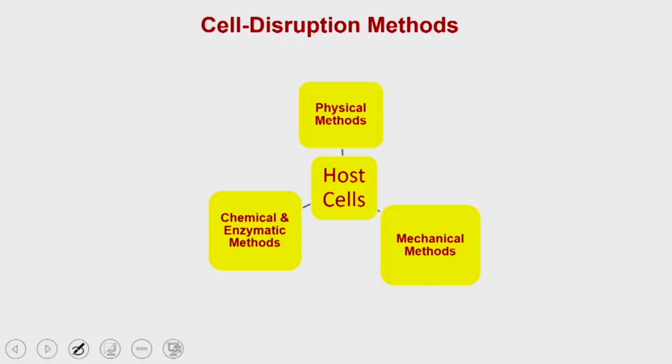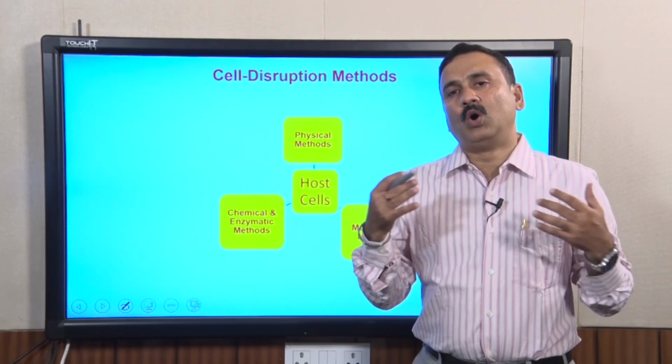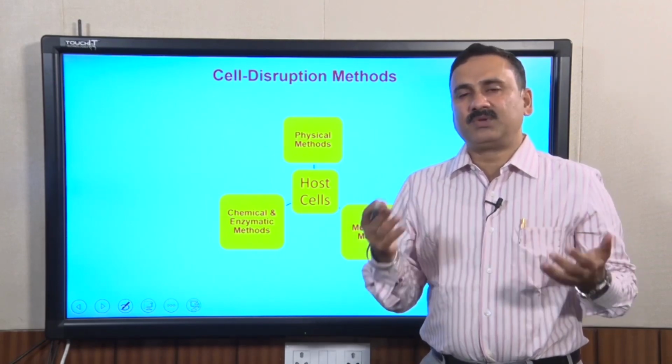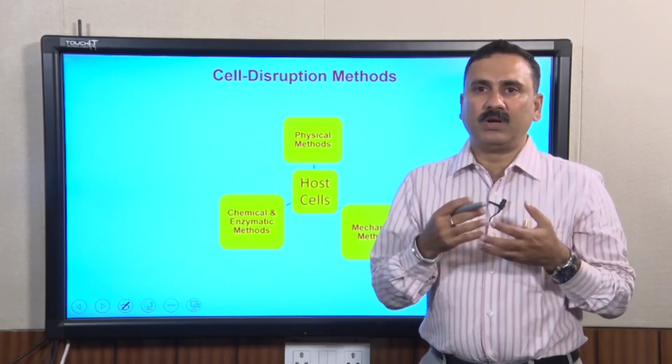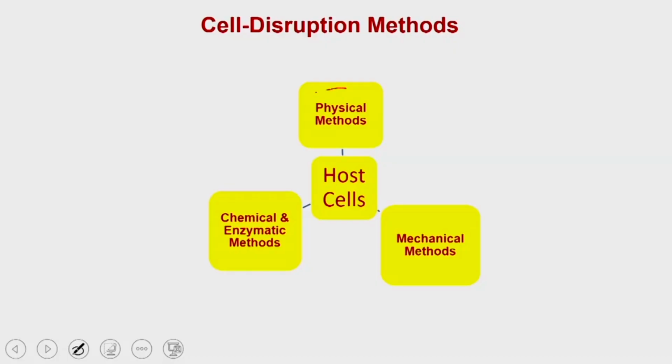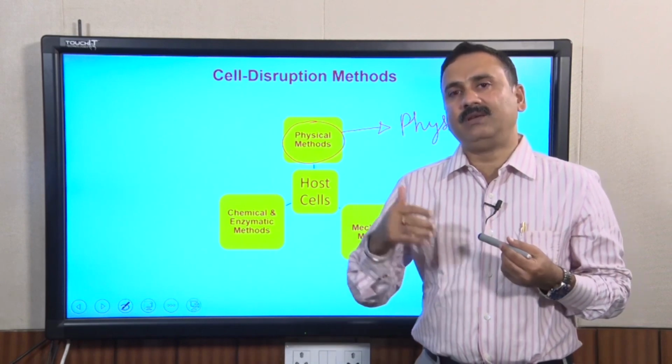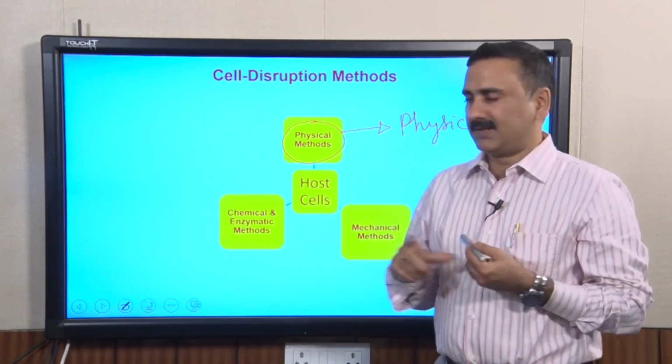Depending on the different types of properties in which the host cells vary from one to another, the disruption methods are also being developed accordingly. So, you have the physical method. Physical methods are the methods where you are using the physical properties or physical parameters such as pressure, temperature and all other kinds of parameters, so that will affect the cellular integrity of the host, and then that will eventually lyse the cells.